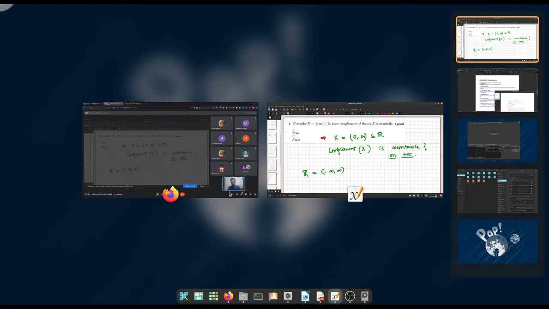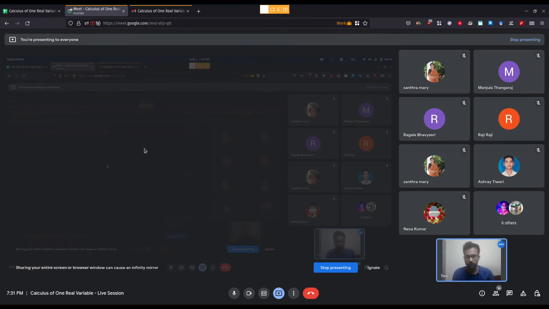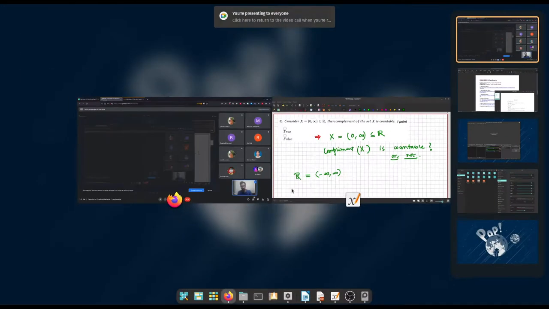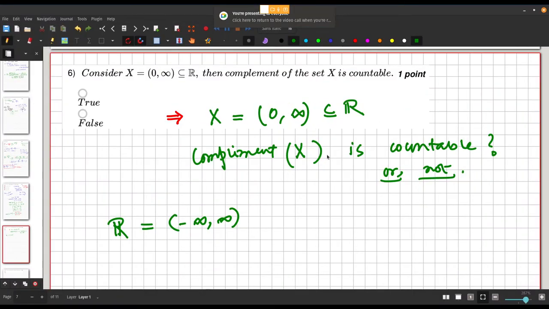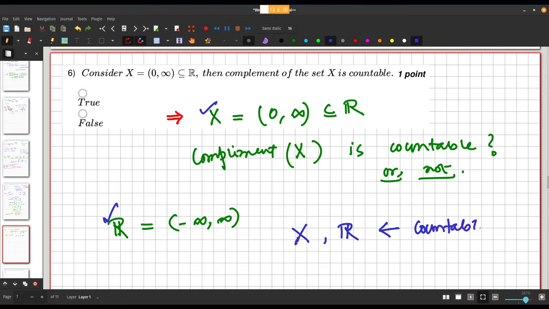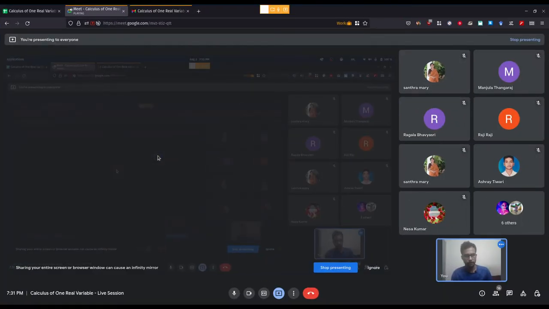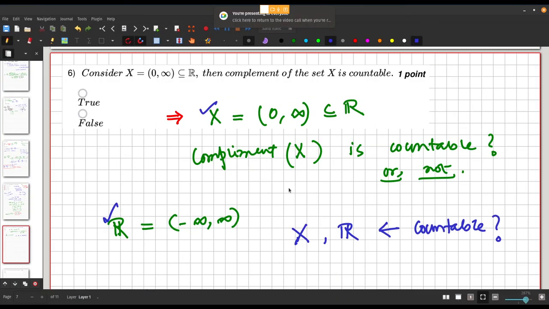So does anyone in the audience like to answer that? Okay, I will share the problem here. So X is defined like this, R is this, and then the complement of X is countable or not. Okay, let us first answer whether X and R are countable or not. So does anyone know the answer? Not countable. Okay, yeah, you are correct. These are not countable.